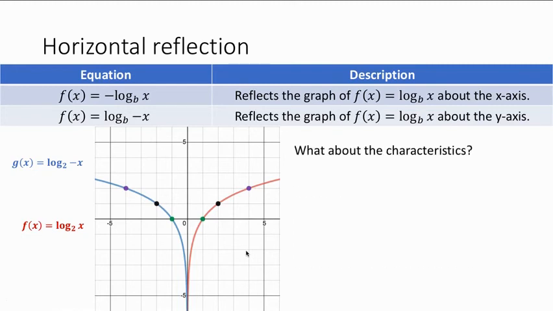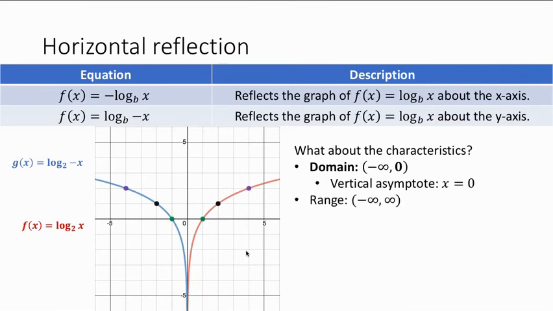So what about these characteristics? Well, our domain changes. In fact, our domain completely flips around. Our domain goes from negative infinity to 0. We still, however, have our vertical asymptote at x equals 0. Our range stays the same, going from negative infinity to positive infinity. And my x-intercept flips essentially. The x value flips from 1 to negative 1. So our x-intercept is at (-1, 0).